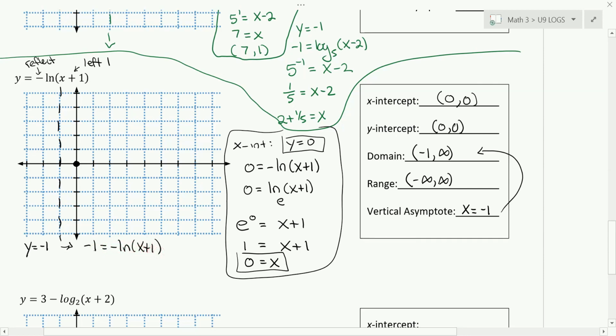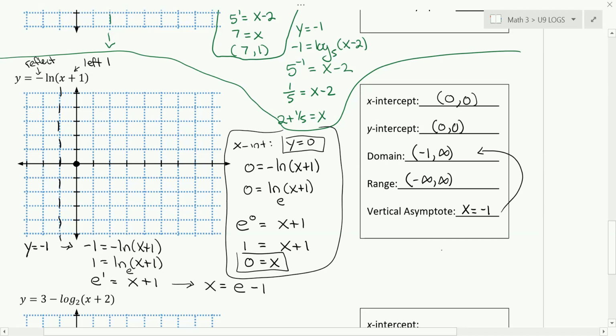The first step, multiply both sides by negative. Change it out of this form. And we get e is equal to x plus 1. And if I solve for x, I get x is equal to e minus 1.